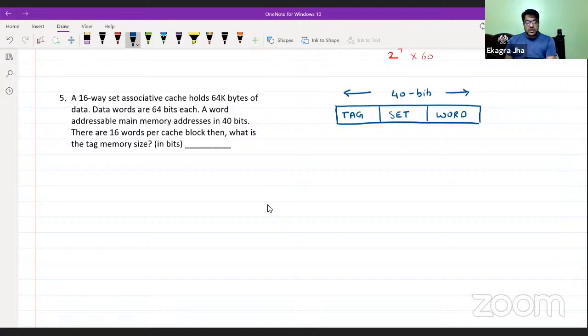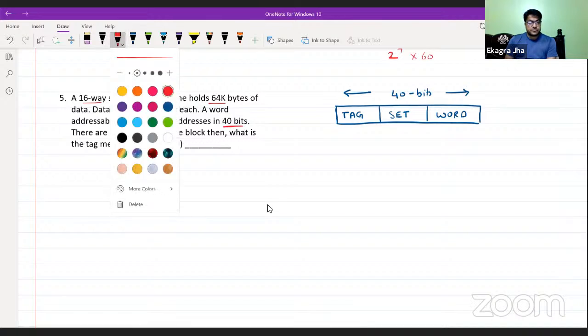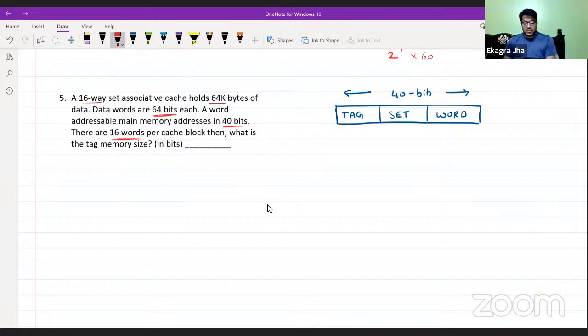Fine. So there is a 16-way set associative cache, 64K bytes, 64 bits of word size. Hence, the word size is 8 bytes. The word addressable memory has 40 bits. We already took this. There are 16 words per cache block. Okay. So how do you find the number of cache lines? So let's find the number of cache lines.